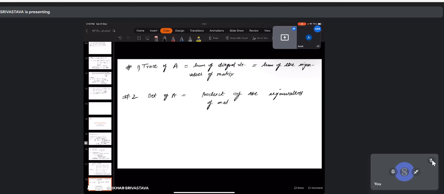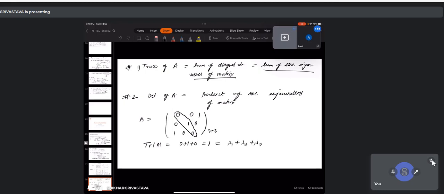So in our case, suppose the matrix is this, 0 0 1, 0 1 0, 1 0 0. Then its trace is the sum of the diagonal elements, which is 0 plus 1 plus 0, which is equal to 1, and this is nothing but the sum of the eigenvalues. It is a 3 cross 3 matrix, so it will have 3 eigenvalues. So let us say it is lambda 1 plus lambda 2 plus lambda 3.